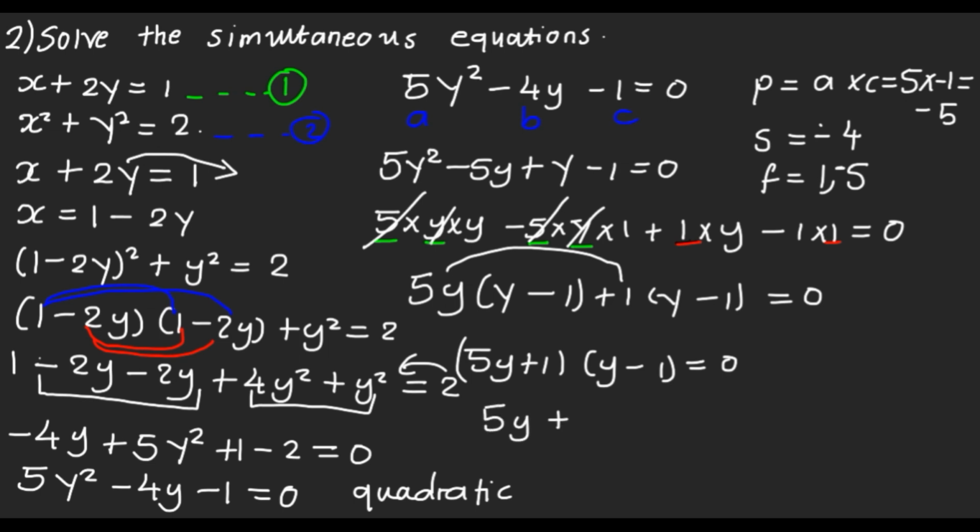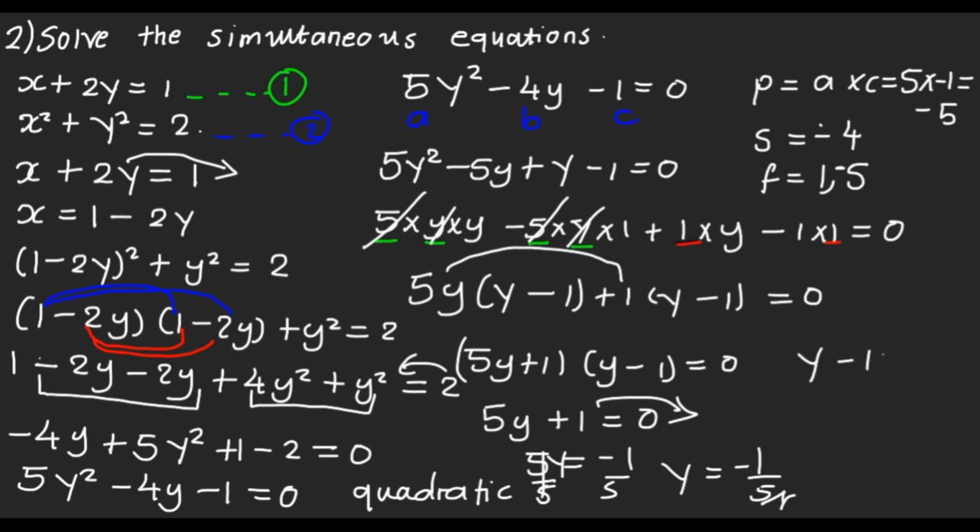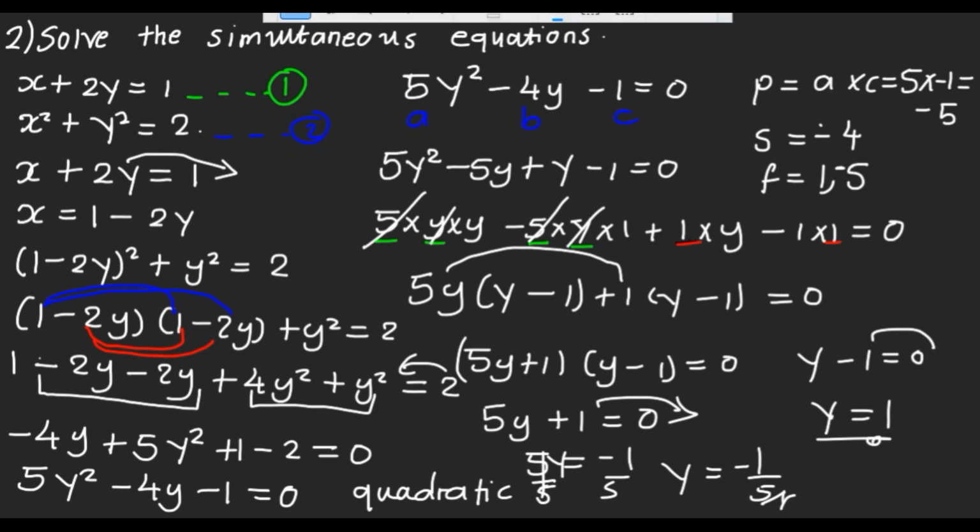So say 5y plus 1 is equal to 0. So if we shift this, we have 5y is equal to negative 1. So we divide by 5, also by 5. So y is equal to negative 1 over 5. Then the other one will be y minus 1 is equal to 0. So if we shift, y is equal to positive 1. So we've managed to find the values of y. Now we need to find the values of x. Let me first create some spaces here.